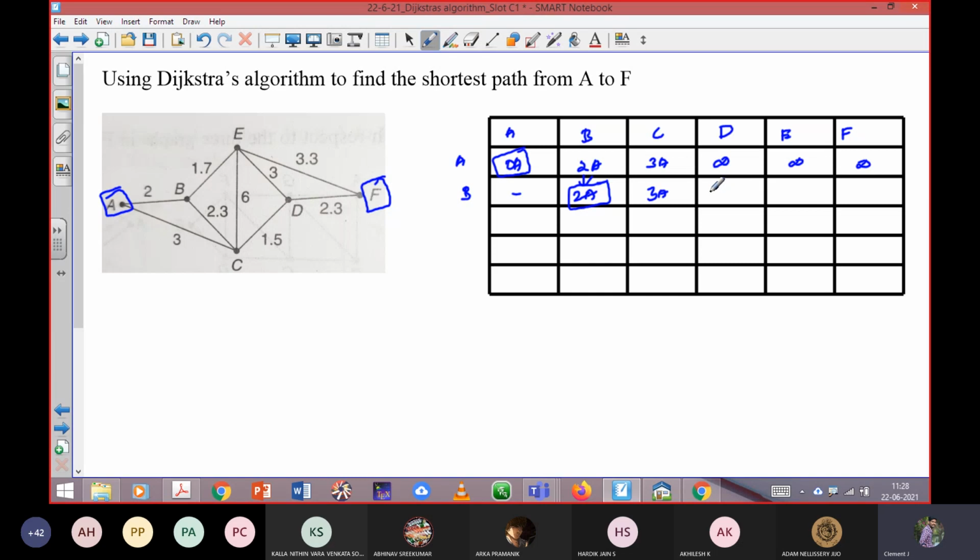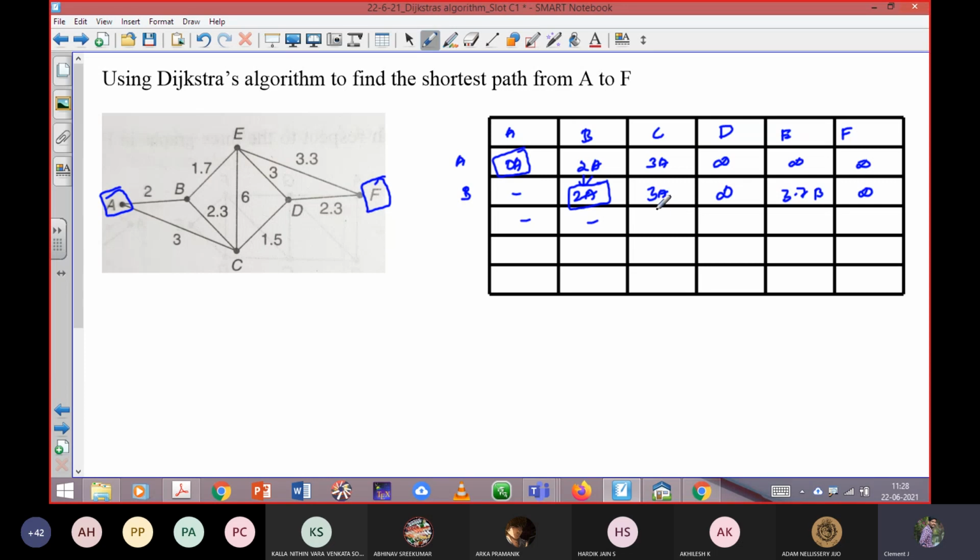Okay, next B to D. Infinity. B to E. 3.7B. 3.7. Very good. 3.7B because it has taken 1.7. Already the path is saying 2 distance has traveled. So 2 plus 1.7, 3.7B. Next B to F. Infinity, sir. Okay. So I can put dash first.